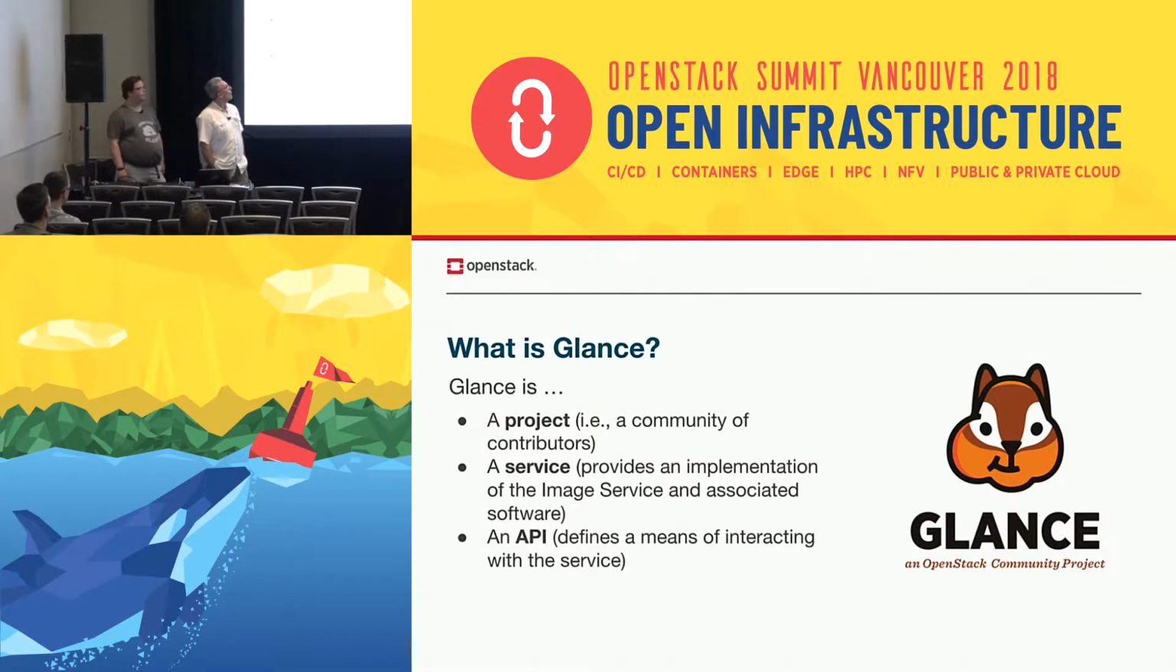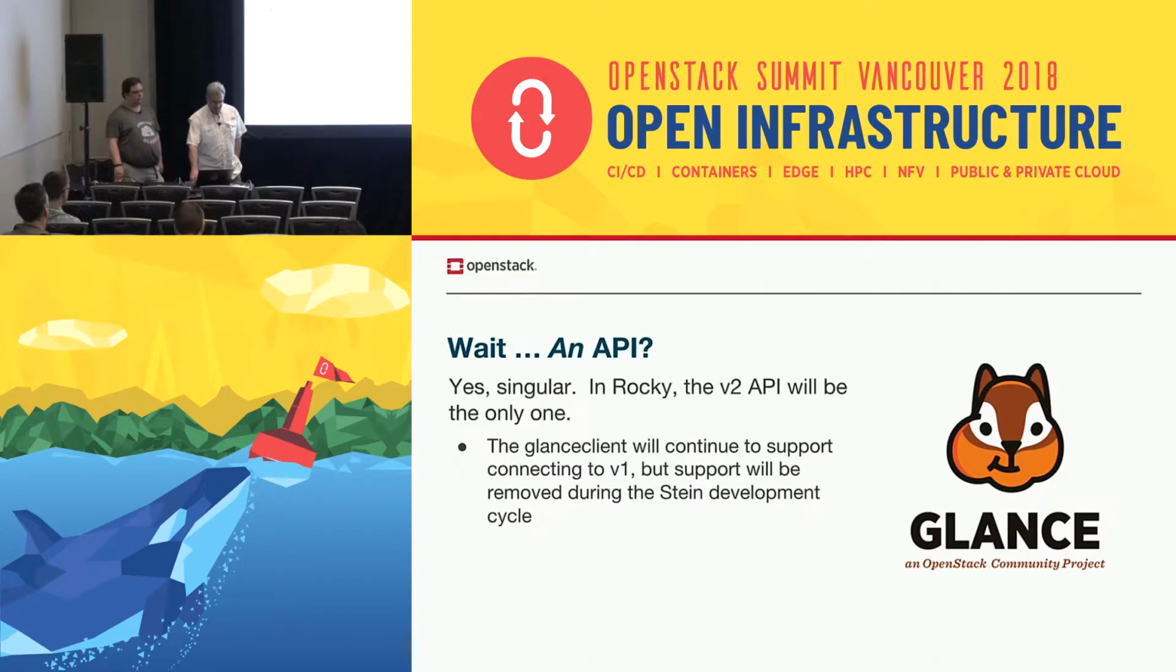And then just what is Glance? It's really kind of multiple things. It's a project. It's a community of contributors who are writing the software and the documentation and testing and making sure everything hangs together. It's also a service that implements the image service for OpenStack. And it's an API, so it provides an implementation of that image service API that you can actually use to interact and get images in and out.